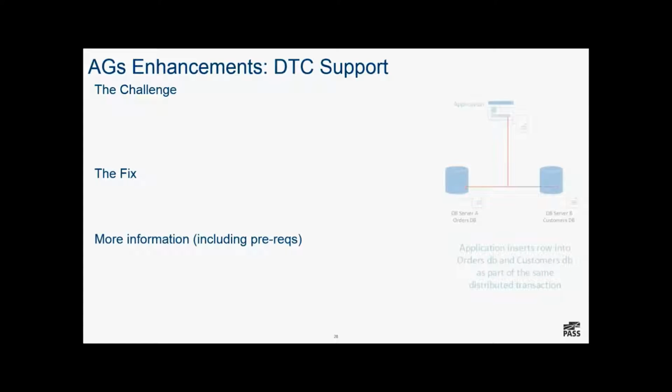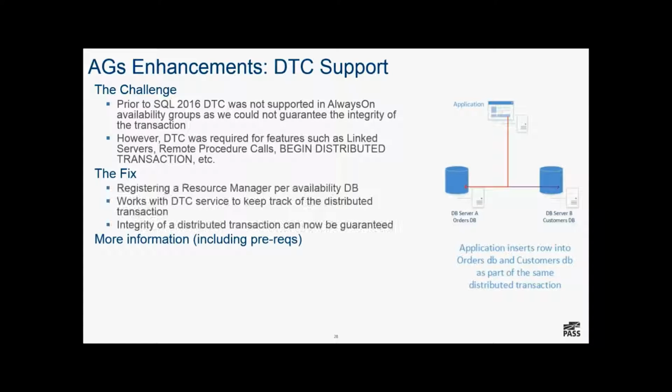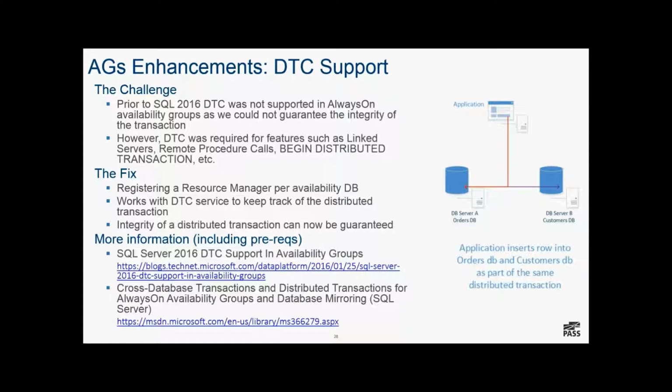And again, another example in which the program group has really stepped up. A distributed transaction coordinator is now supported. And why is that important? You have linked servers, remote procedure calls, distributed transactions, etc. Well, those all require DTC, and now DTC is supported in availability groups. Thank you again, Microsoft. Now, this is an interesting one, direct seeding.